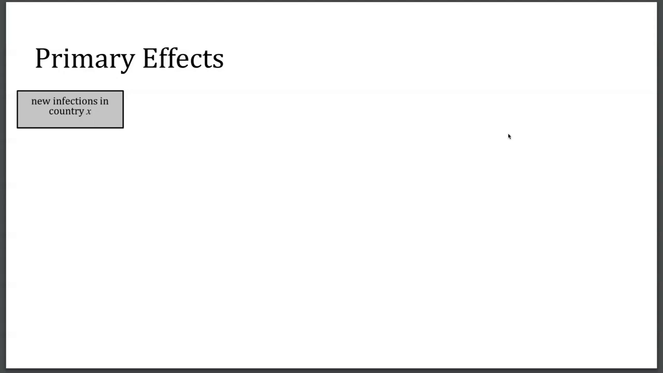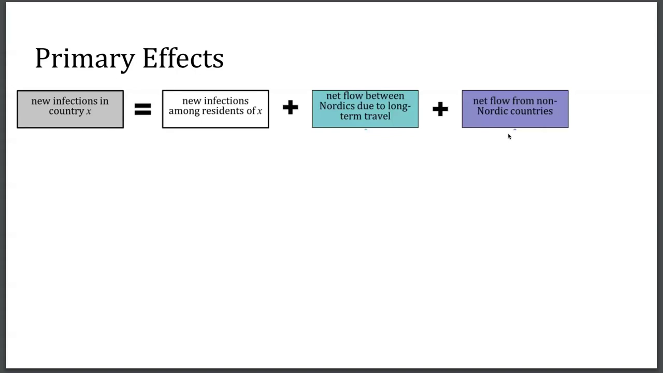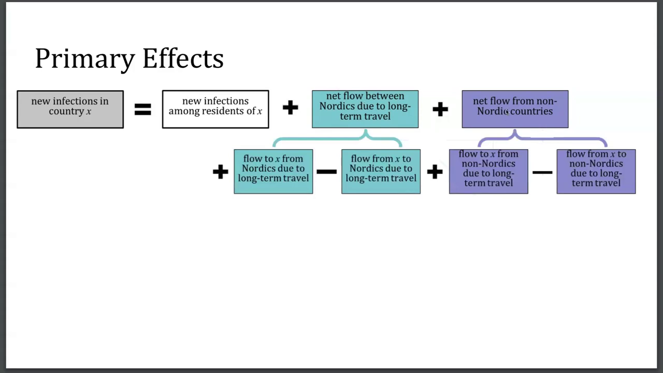We have the following formula for the primary effect. First, let's assume we have this new number of infections in country X. We can divide it into new infections among local residents, something not really related to mobility, like local spread, plus the flow from Nordics, plus the flow of infection from non-Nordic countries. These two flows we can split into positive flow and negative flow: infectious people leaving to other Nordic countries and infectious people arriving from other Nordic countries. So these terms have to be positive, but these terms could be either positive or negative. You can have negative flow and you can have positive flow of infection.